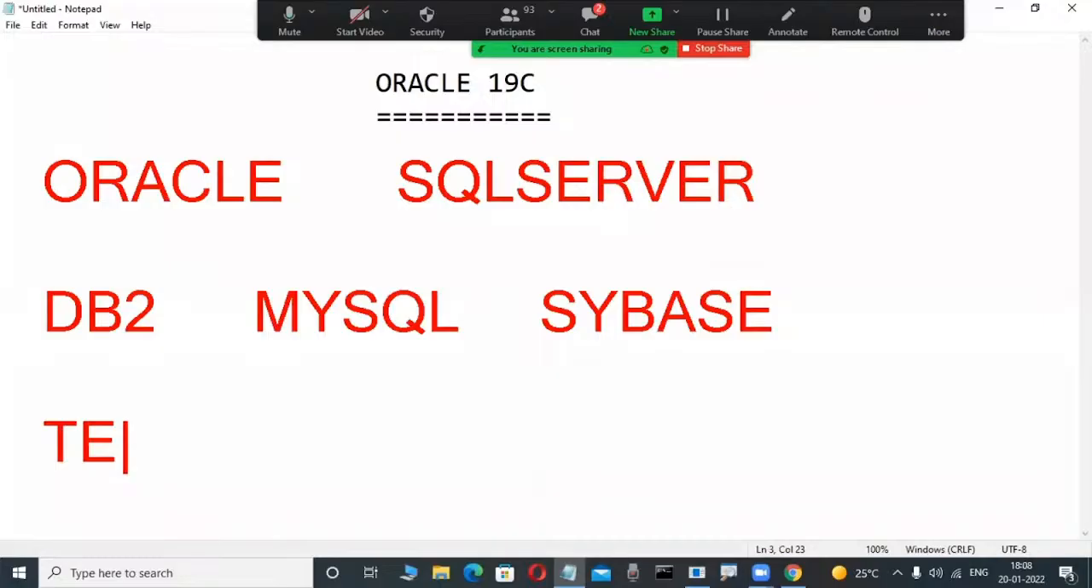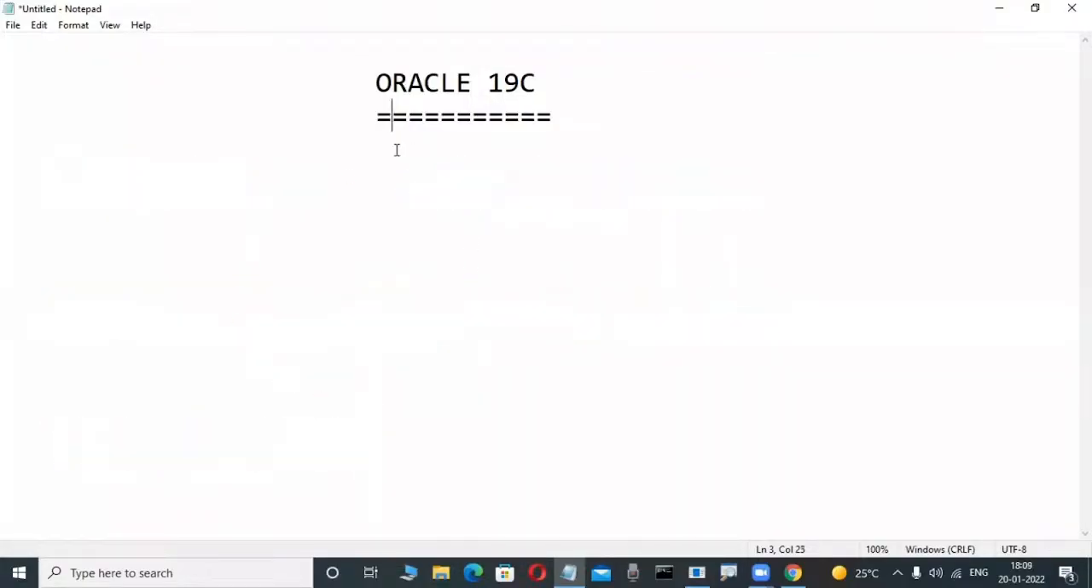Again, Teradata. Maybe many fellows, data warehousing application programmers, have an idea. Teradata is a database product from NCR Corporation. SQLite is a database product. Like this, so many database products are there from different companies. That's why Oracle is always one of the popular database products. Okay, fine.